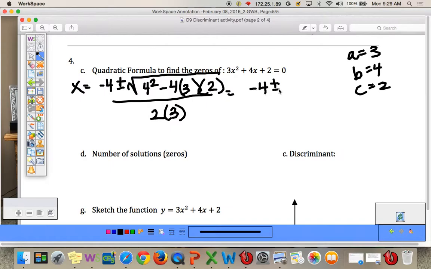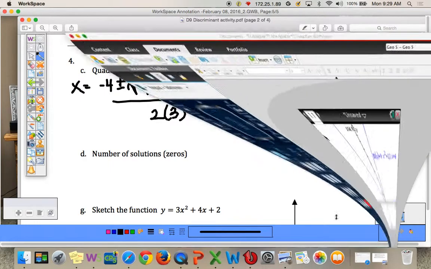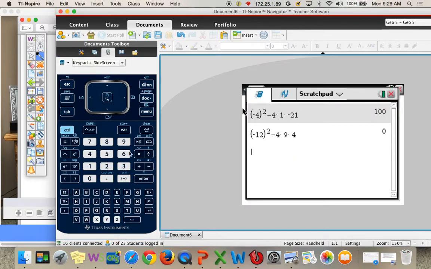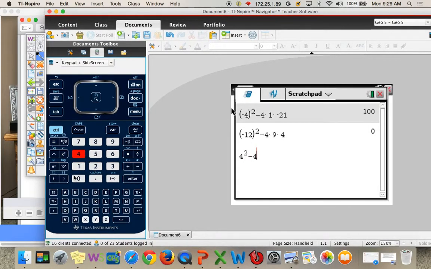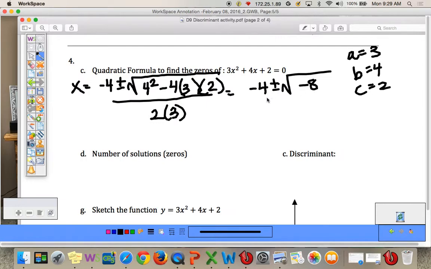Negative 4 plus or minus. Let's type this in our calculator. So we have 4 squared minus 4 times 3 times 2. So that's negative 8 over 6. And we have to stop here. We can't take the square root of a negative number. We get an error if we try to take the square root of a negative number. So there's no real solution here.